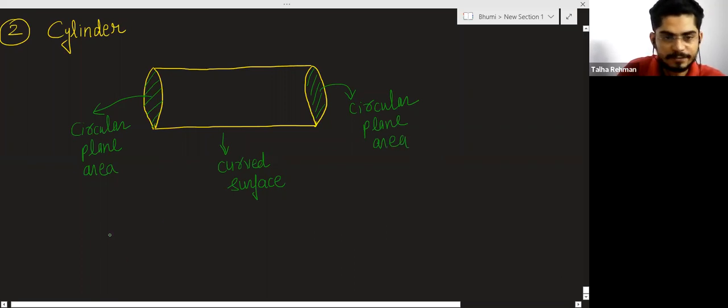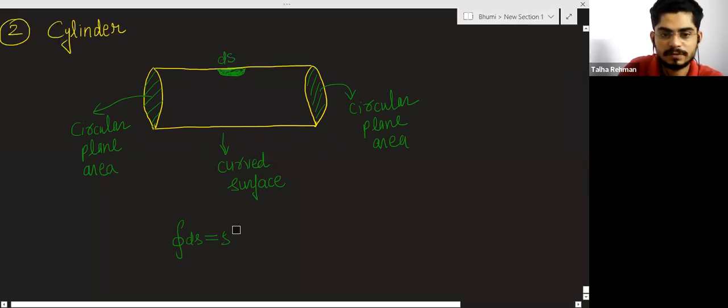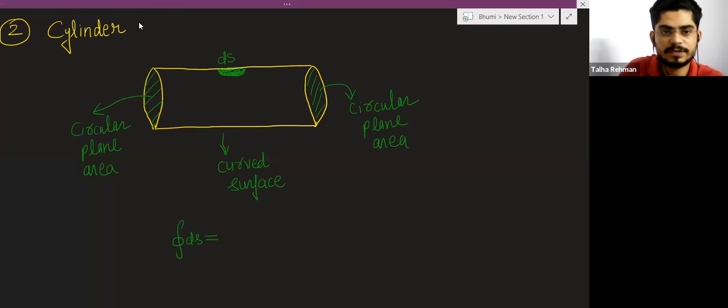If you take a small area ds on the surface, and you calculate the surface integration of this ds, then you will get the curved surface area of the cylinder.